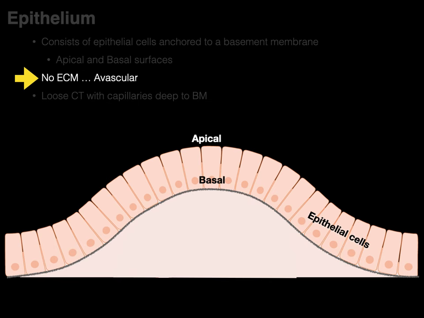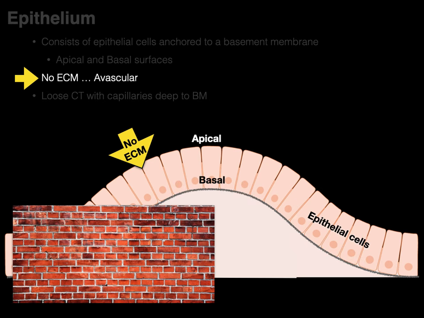Epithelial tissue has no extracellular matrix. So if you look in there, there's really no space or very little space between these epithelial cells, much like bricks that you see anchored together. And as a result, epithelial tissue is avascular, without vessels.